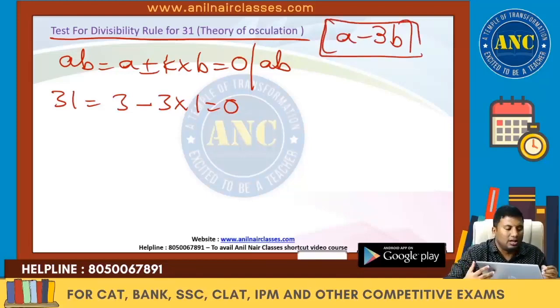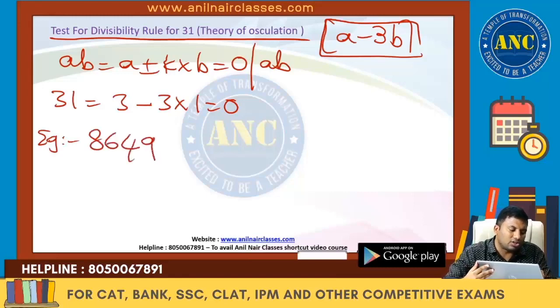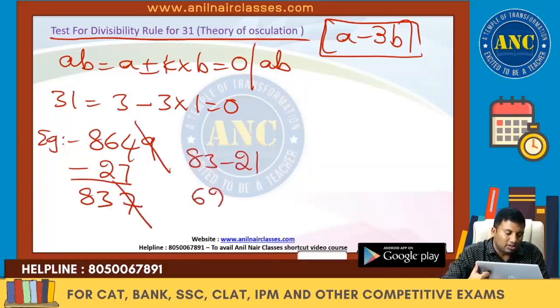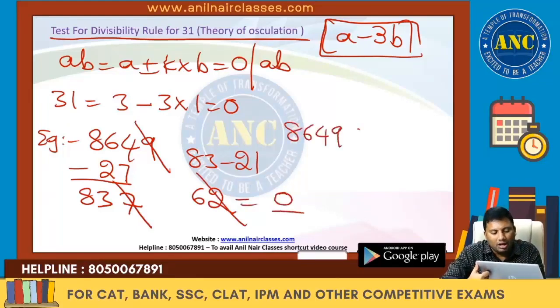Are you all with me? Suppose, for example, 8649. Take the unit digit multiplied by 3: 9 3s are 27. 864 minus 27 is 837. 7 3s are 21. 83 minus 21 is 62. 2 3s are 6. 6 minus 6 is 0. 8649 is divisible by 31.